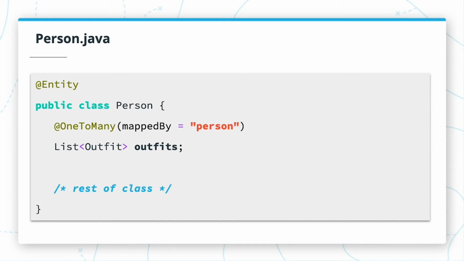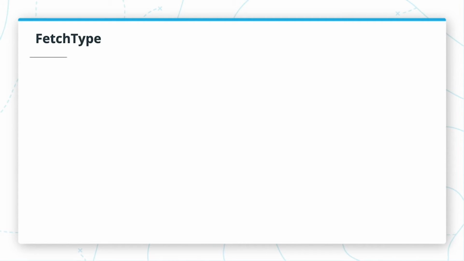In scenarios like these, we can pass a fetch parameter to the one-to-many annotation in our person class. This parameter can take either the FetchType.EAGER or the FetchType.LAZY values. Note that in this particular case, Hibernate will perform the lazy loading behavior above even if we don't specify FetchType.LAZY, because the default fetch type for one-to-many is already FetchType.LAZY.